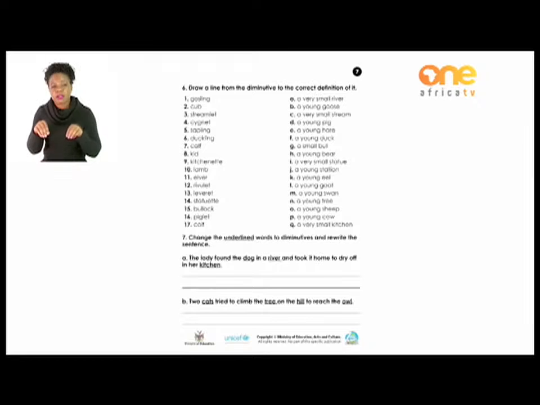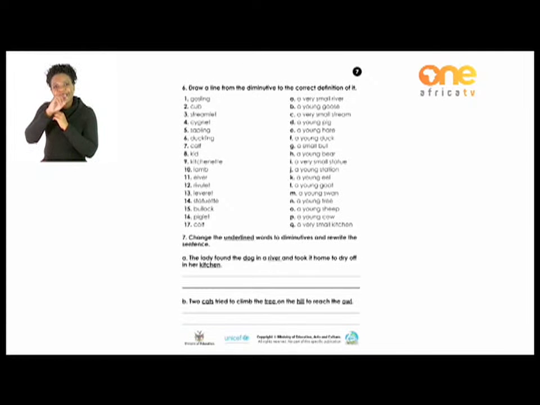But before that, let's proceed to activity 7, which reads, change the underlined words to diminutives and rewrite the sentences. The lady found the dog in a river and took it home to dry off in her kitchen. The underlined nouns there are dog, river, and kitchen. So if we are to rewrite that, the sentence would read as follows. The lady found the puppy in a rivulet and took it home to dry off in her kitchenette. So, we can move on to B and do the rest.